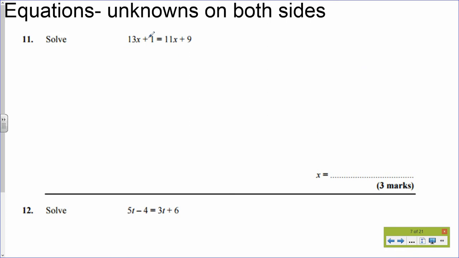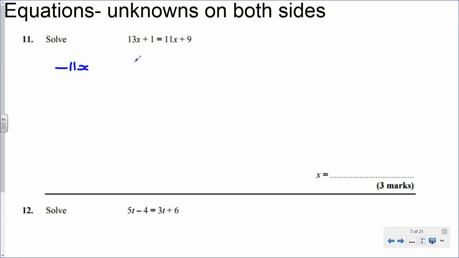Now, slightly harder equations here, and you can see I've got the x on both sides of the equation, which is a little bit of a problem. What I'm going to do is eliminate it from one side. Looking for the smallest of the x's, which is over here, 11x. I'm going to start by taking away 11x from both sides.